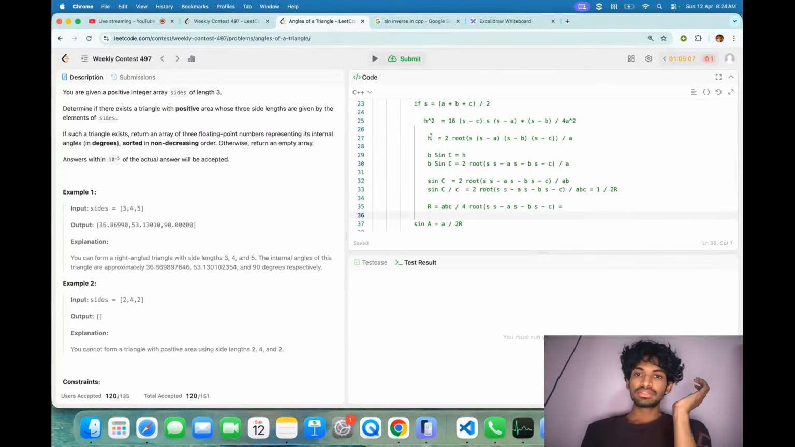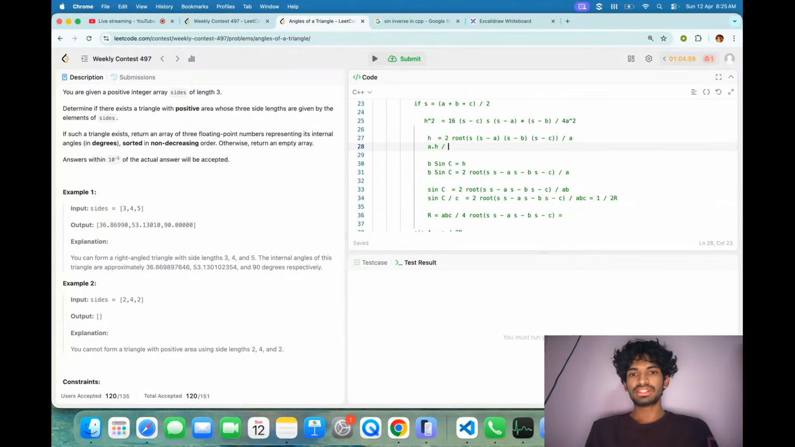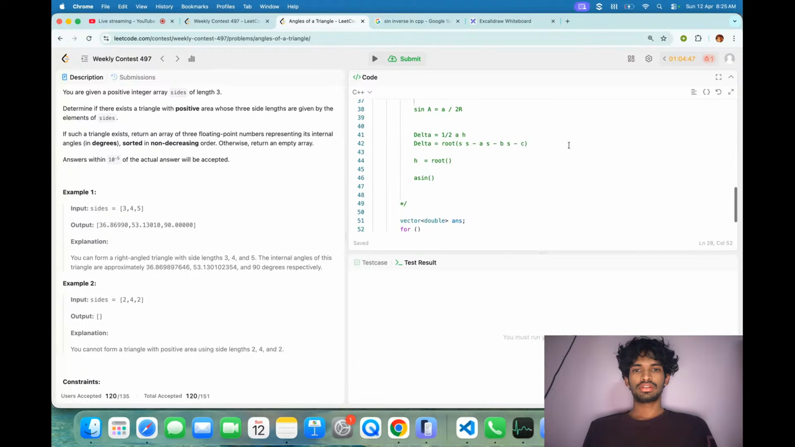With this proof you can see that, if you send this A that side and this half that side, this is delta, right? Rearrange that: A times H by 2 equals root of S into S minus A into S minus B into S minus C. This is the proof that area equals root of S into S minus A into S minus B into S minus C. Got it?